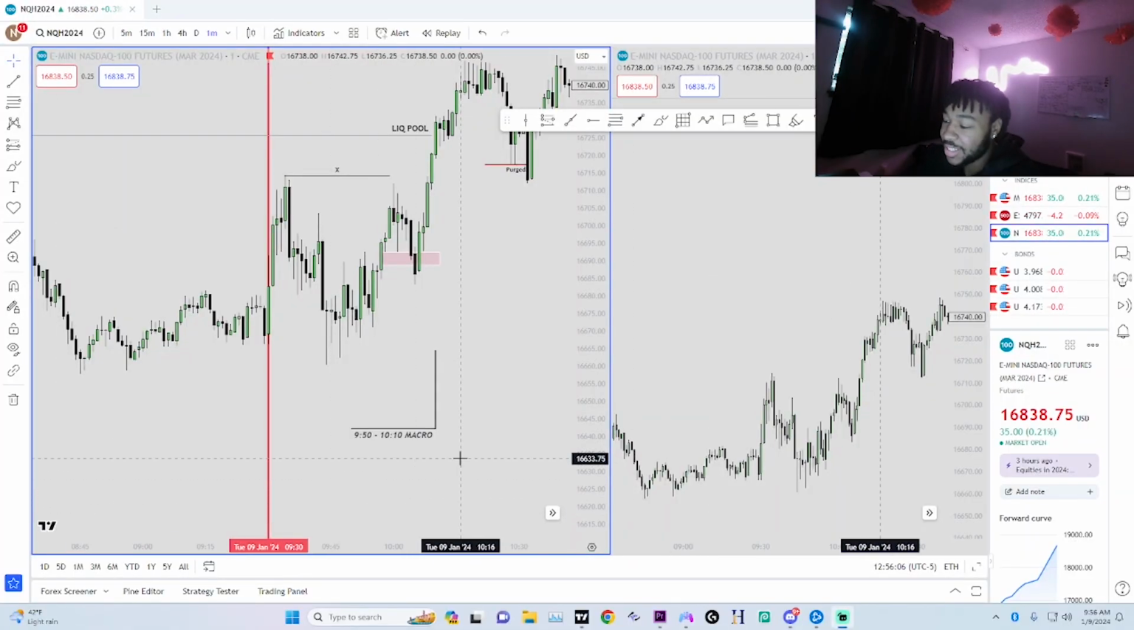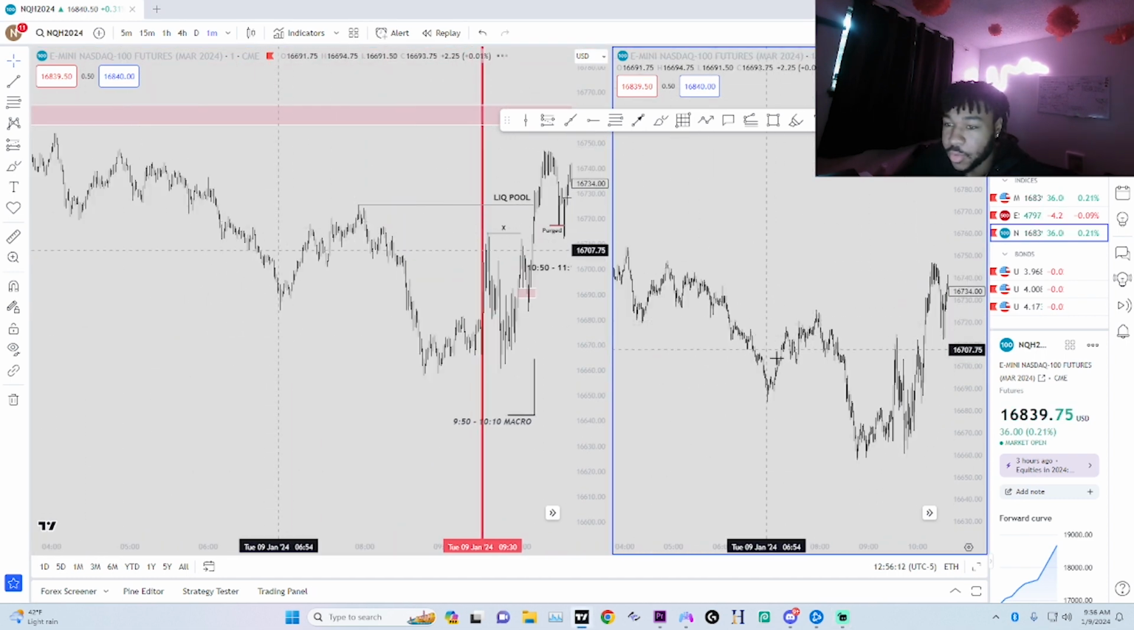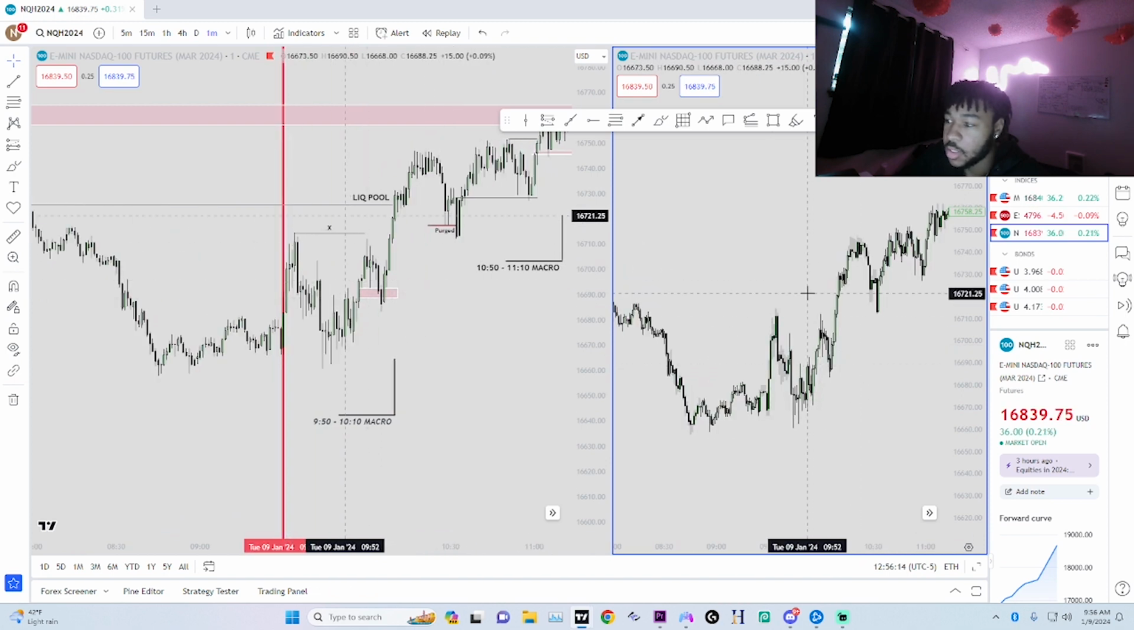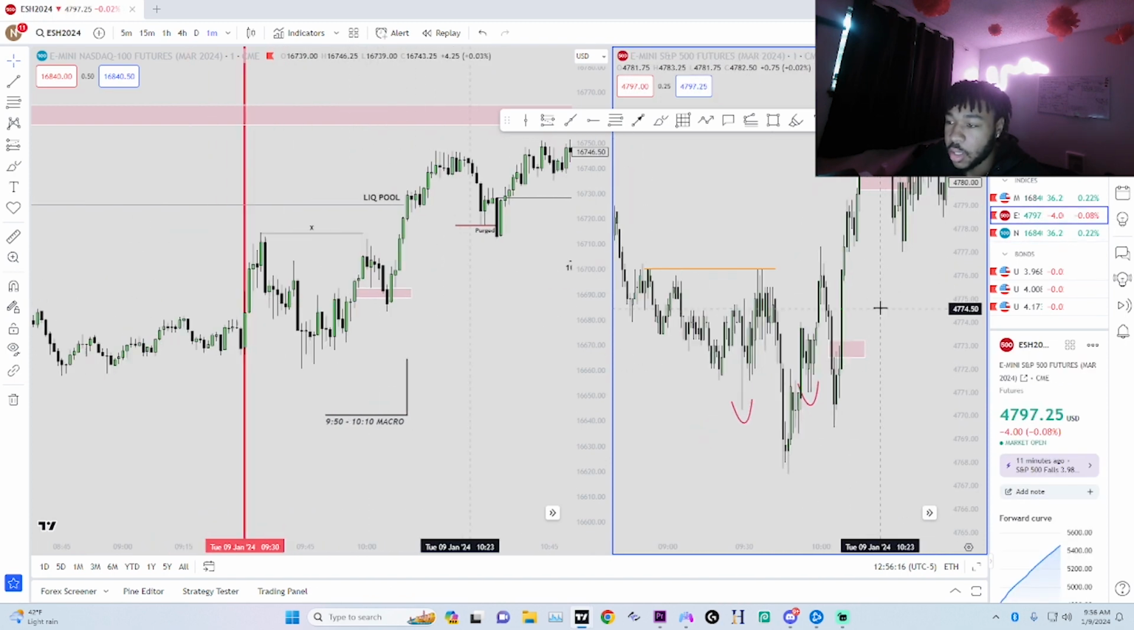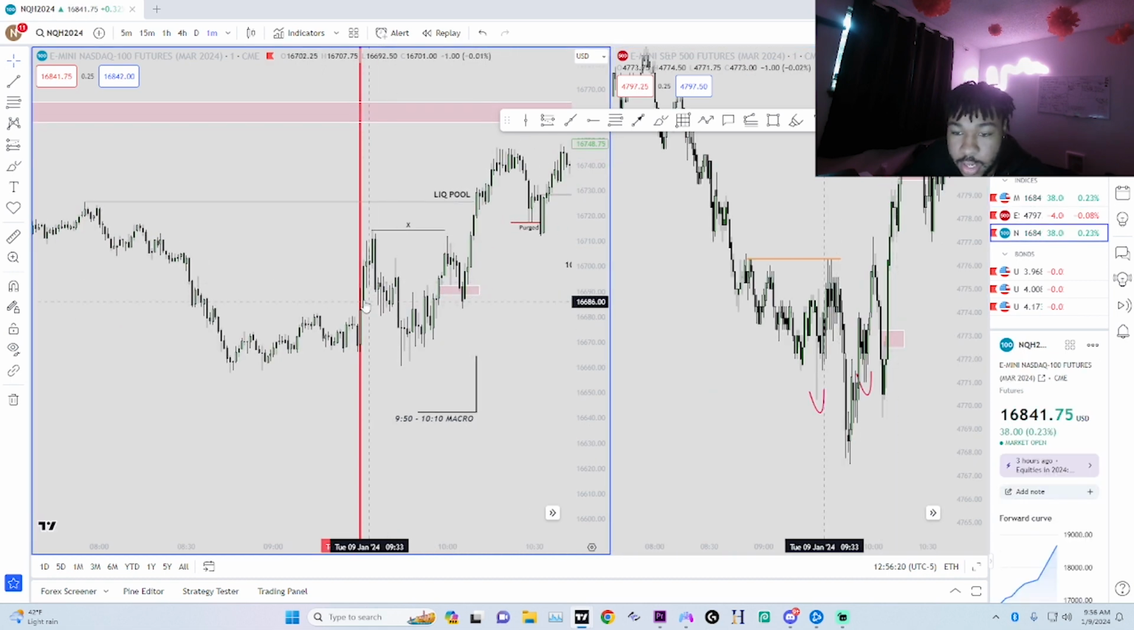This is going to be the January 9th, Tuesday macro review for the AM session, and I'm going to be referring to ES and also NQ when I'm doing my review. So let's just get started in the 9:30 opening. As you can see, on the left side we have NQ, right side we have ES.